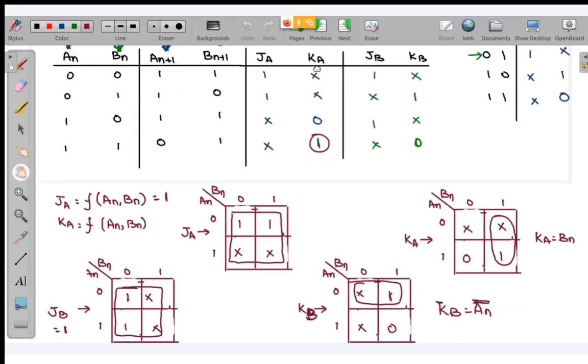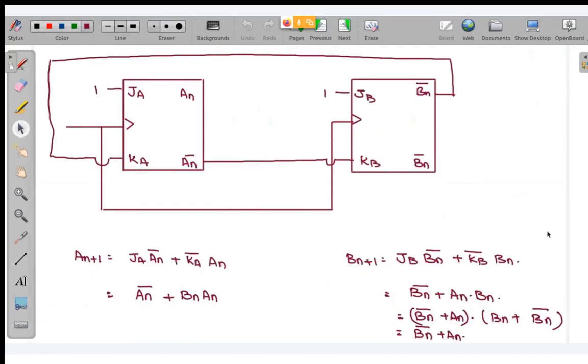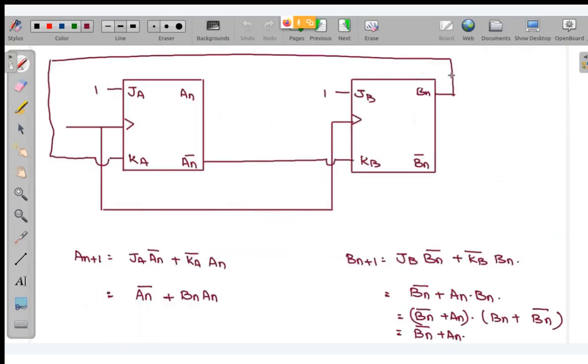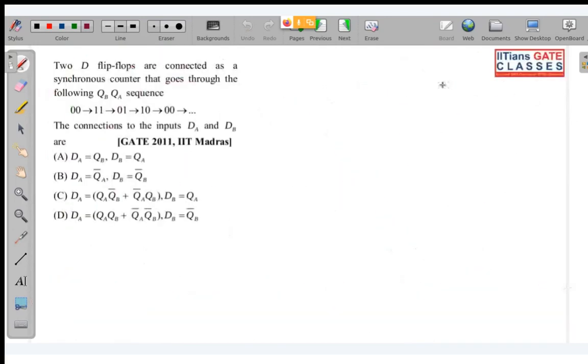Please show the previous slide. This one. KA should be equal to BN. So here is KA. So KA is equal to BN only. Here I have written it as BN complement. So this is BN, in the logic diagram, yes. Is it done? Chalo. So let us solve this question. So very quickly solve this question.